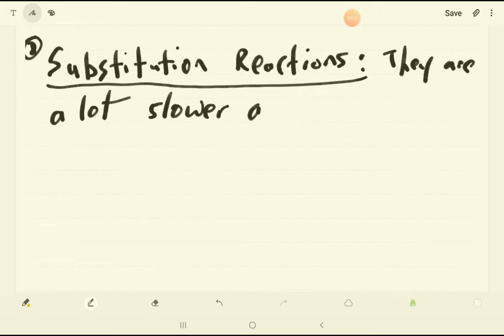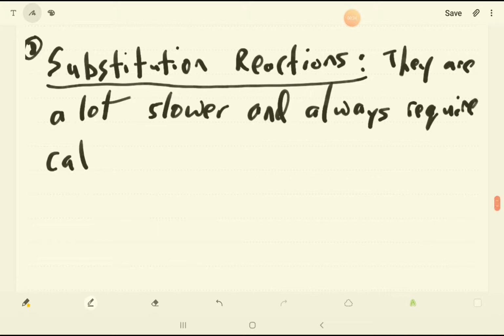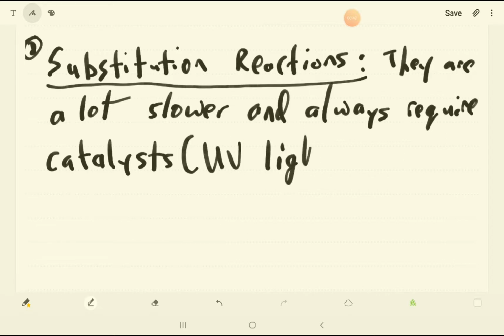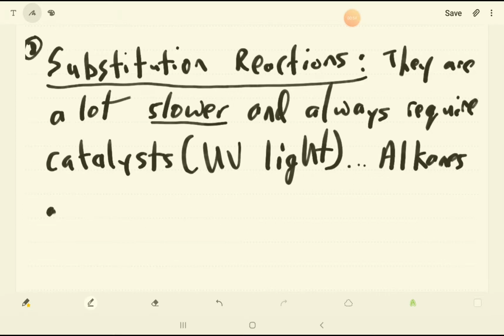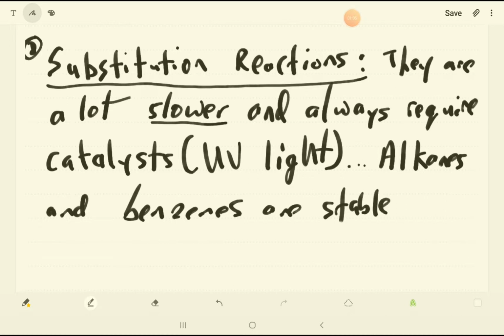Okay, and they always require catalysts, so something that helps speed it up. In some cases, the catalyst is light, UV light specifically. And even then, it doesn't fully react all the way. And the reason why they're slower is because alkanes and benzenes are stable and hard to react with.